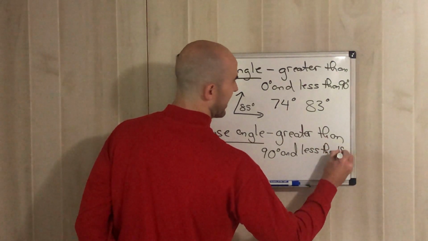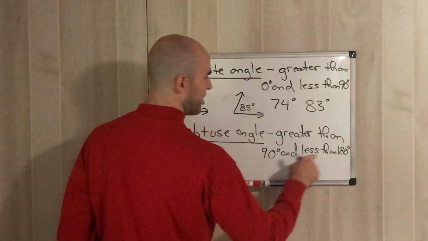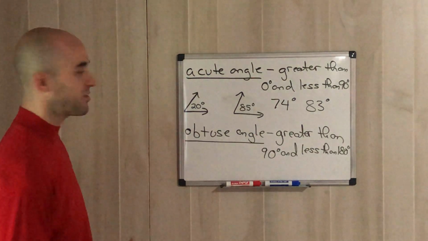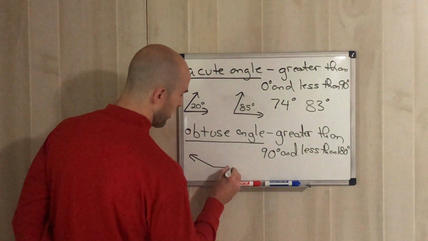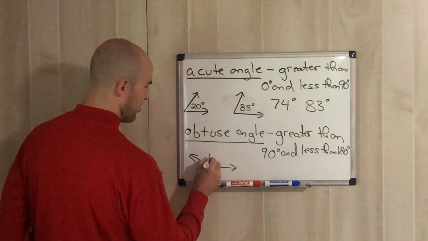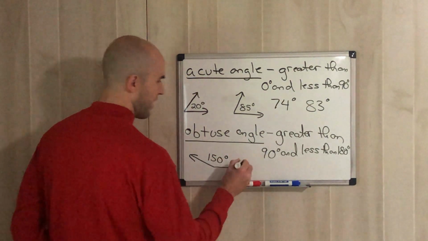And again, since we're talking about angles, always put in the degree signs. And that's what an obtuse angle is. It's an angle that already looks bigger, right? And so that would be obtuse, right?